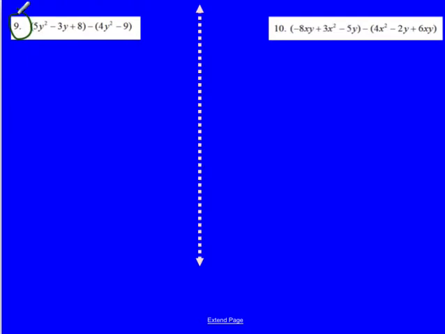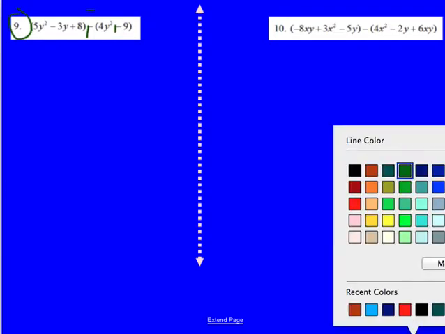Okay, so you're going to want to distribute in this negative sign by changing the signs of everything. So set up your columns. You will have a column without a number, and that's okay. Let's take a look at number 10.